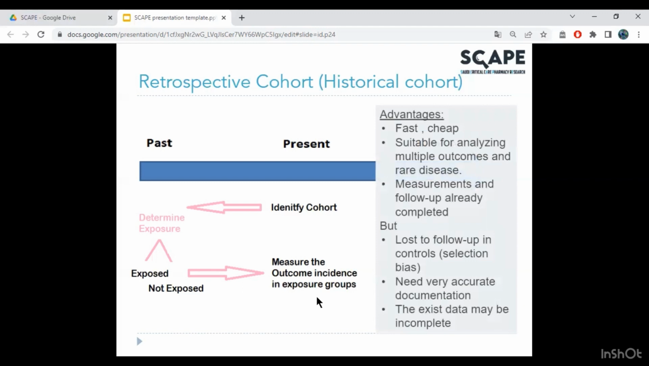The advantage of this retrospective cohort is that it is fast and it doesn't cost that much compared to other designs. It is suitable for analyzing multiple outcomes and rare diseases, similar to the typical cohort in analyzing multiple outcomes, but similar to the case-control in the point of rare disease. So it holds both advantages from cohort and case-control.